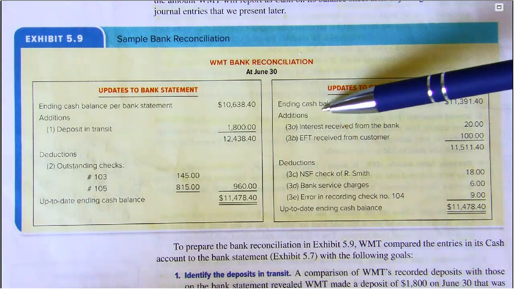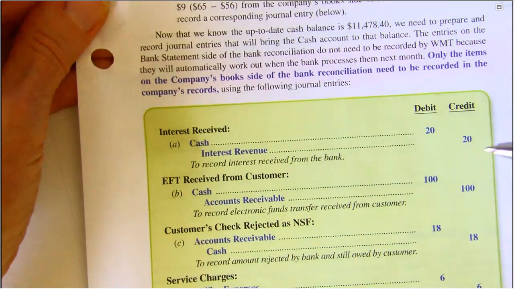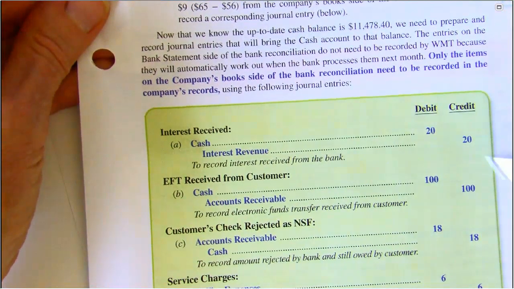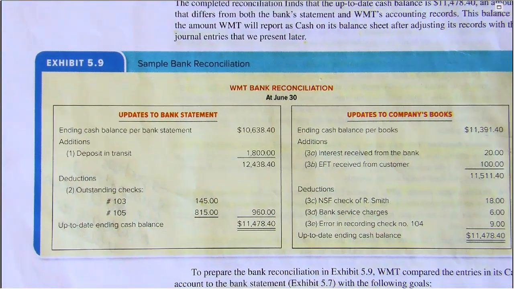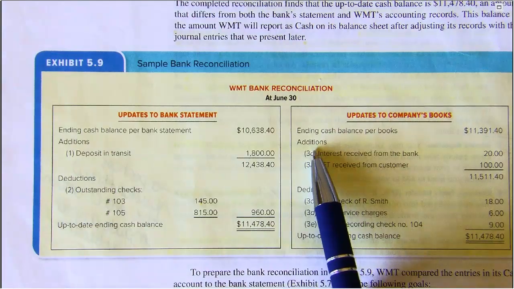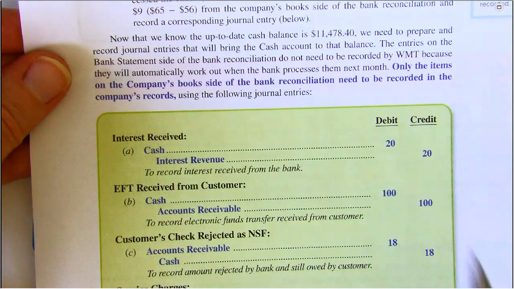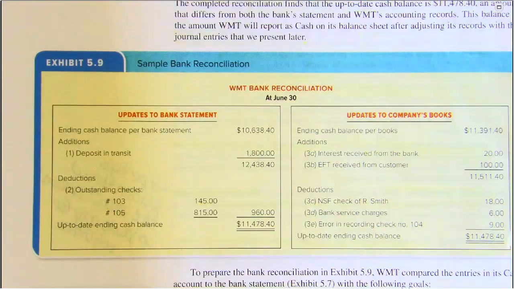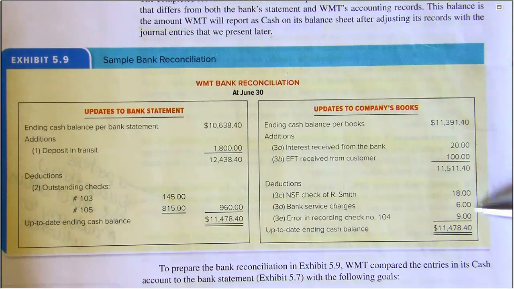So we need to do a journal entry for every addition and deduction. Every addition adds to the cash account, and we add to assets like cash by debiting. So we will debit cash for $20 for the interest earned, and we'll credit interest revenue. For the electronic funds transfer payment received from the customer, we want to add to cash, so we debit cash, and we will credit the customer's accounts receivable account. For every deduction, we need to reduce cash, so we will credit cash for each of these.